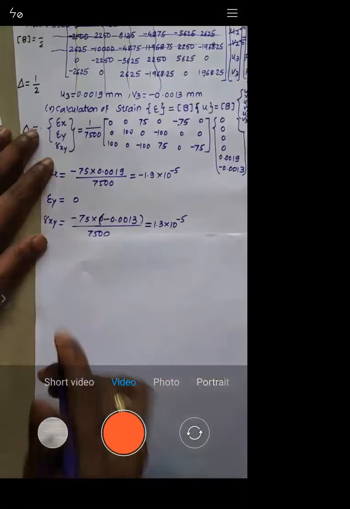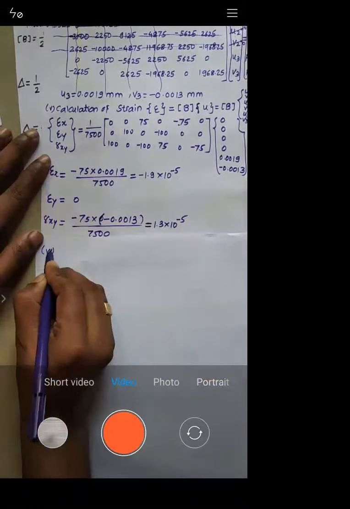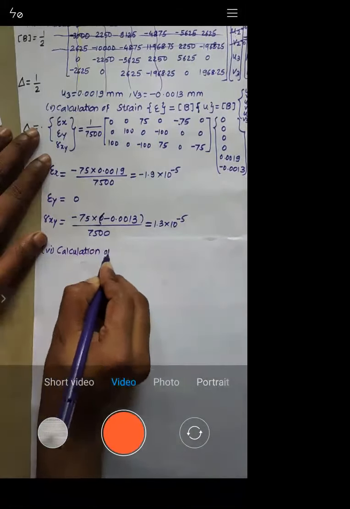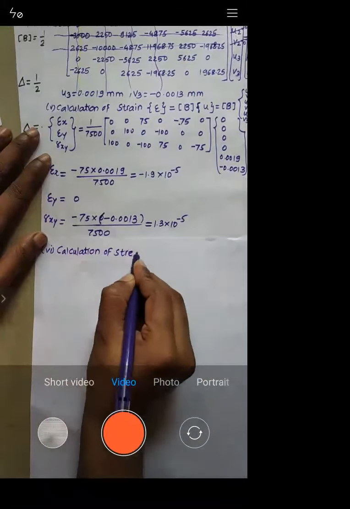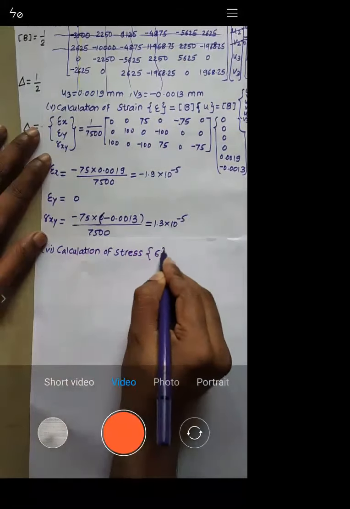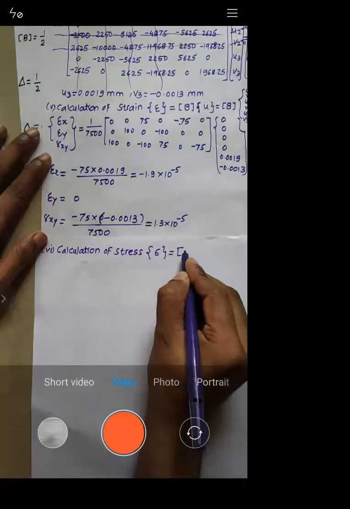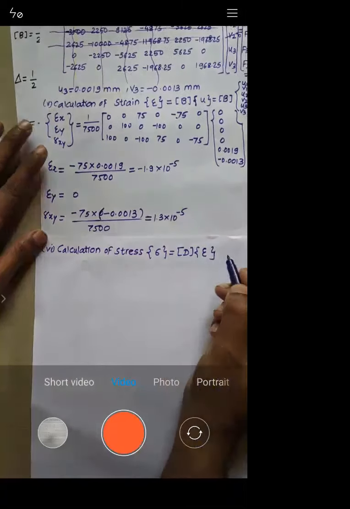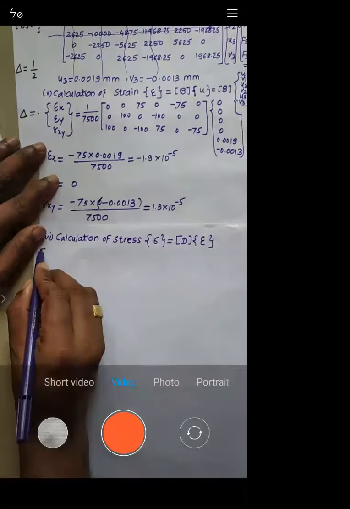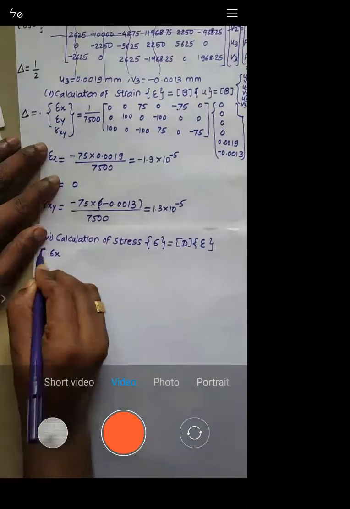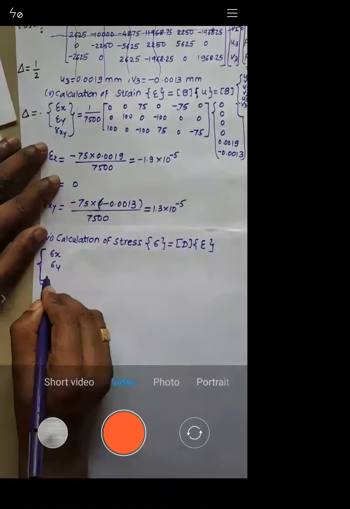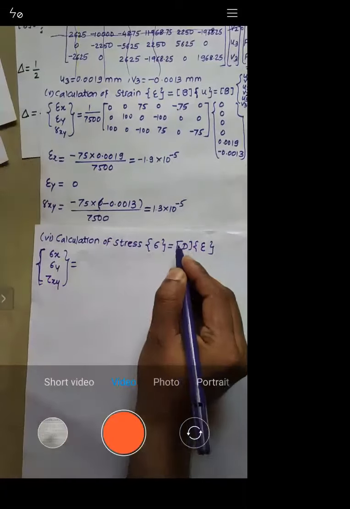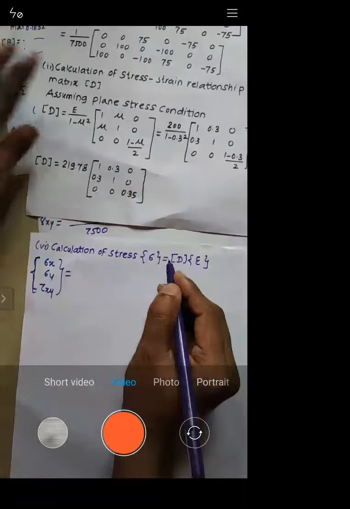Okay, now one more simple formula to calculate the stress. It is again same like this. Calculation of stress, right? So how we used to calculate stress? Stress, it is indicated by sigma, which is given by matrix D into strain, right? D into strain. So we know this sigma, that is sigma x, sigma y, and tau xy is given by, now matrix D. Matrix D is already calculated. Nothing new I'm doing.